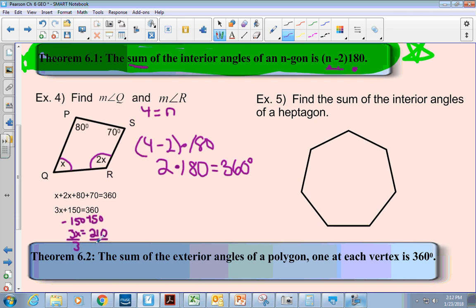I don't know what 210 divided by 3 is. I know 21 divided by 3 is 7. So 210 divided by 3 has to be 70 degrees. The measure of angle Q is 70. I have not answered the question all the way. So the measure of angle R is equal to 2 times 70, which is 140.